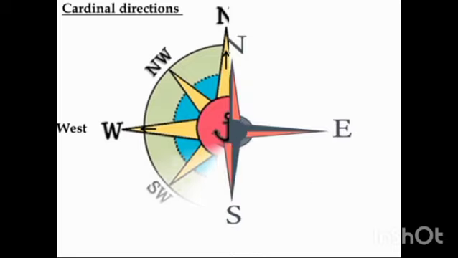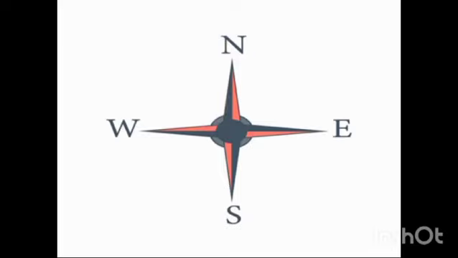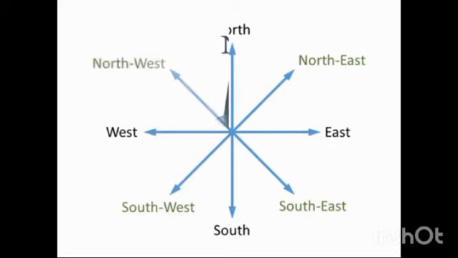In the given image, the arrow pointing to the right indicates the east and the arrow pointing to the left indicates the west. Similarly, the arrow pointing towards the top indicates north and the arrow pointing towards the bottom indicates the south. Along with these four main directions, there are also four main sub-directions. They are northeast, northwest, southeast, and southwest.